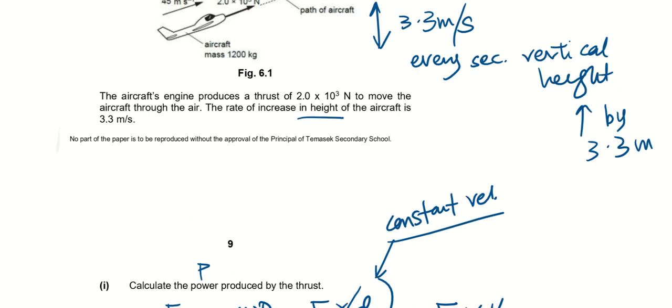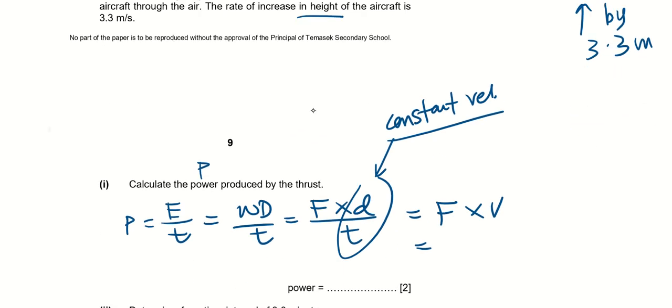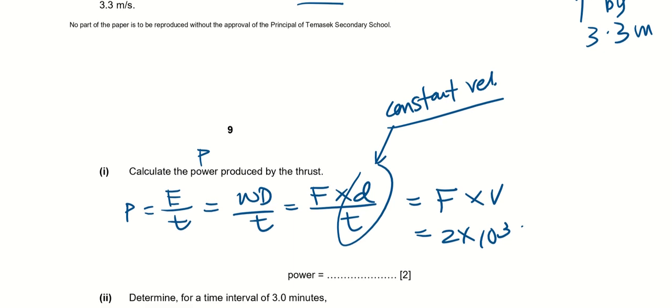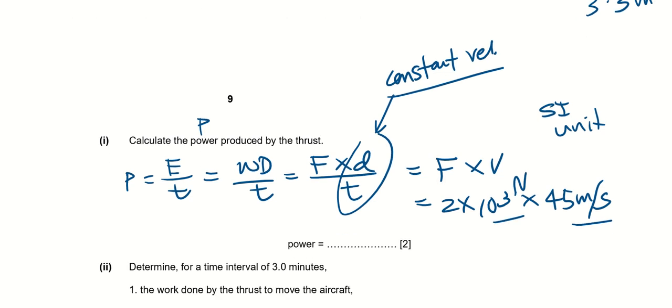Okay, so the force is 2 times 10 to the power of 3 Newton times 45 meters per second. Because this is the chapter on energy, everything needs to be in SI units, and I do have everything in SI units over here. So the power will then be 9.0 times 10 to the power of 4 watts.